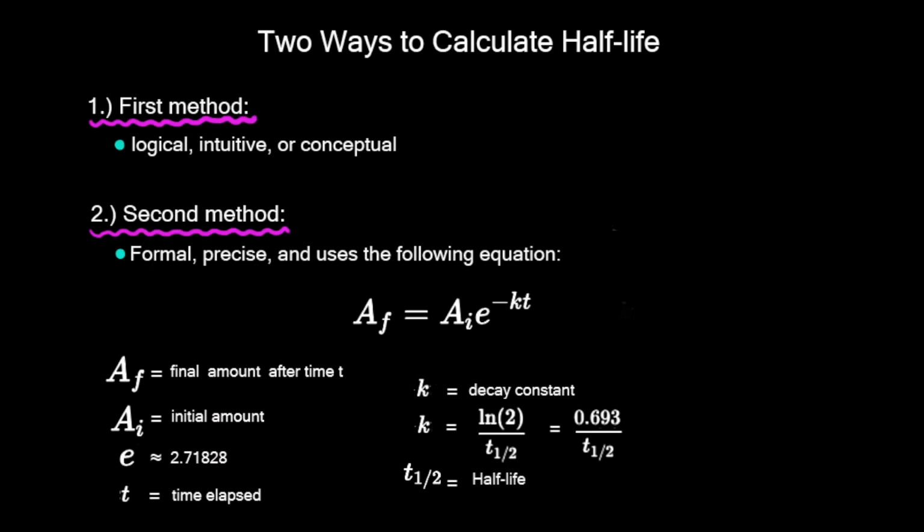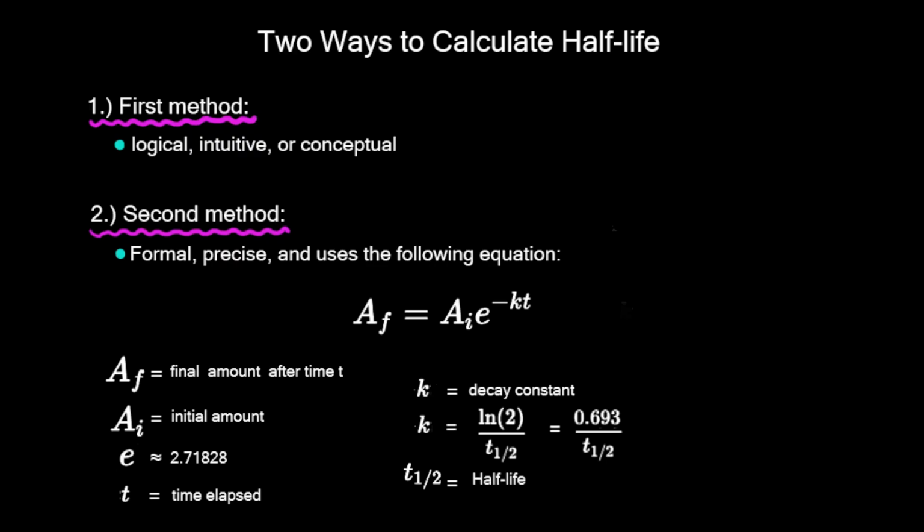There are actually two ways we can use to calculate half-life. The first way is by using logic and intuition. Basically, you reason it out conceptually. This method can save you a lot of time on the MCAT, especially when the question is testing your understanding rather than solving some mathematical variable. The second way is the more formal, more precise method, which uses an equation to calculate half-life.